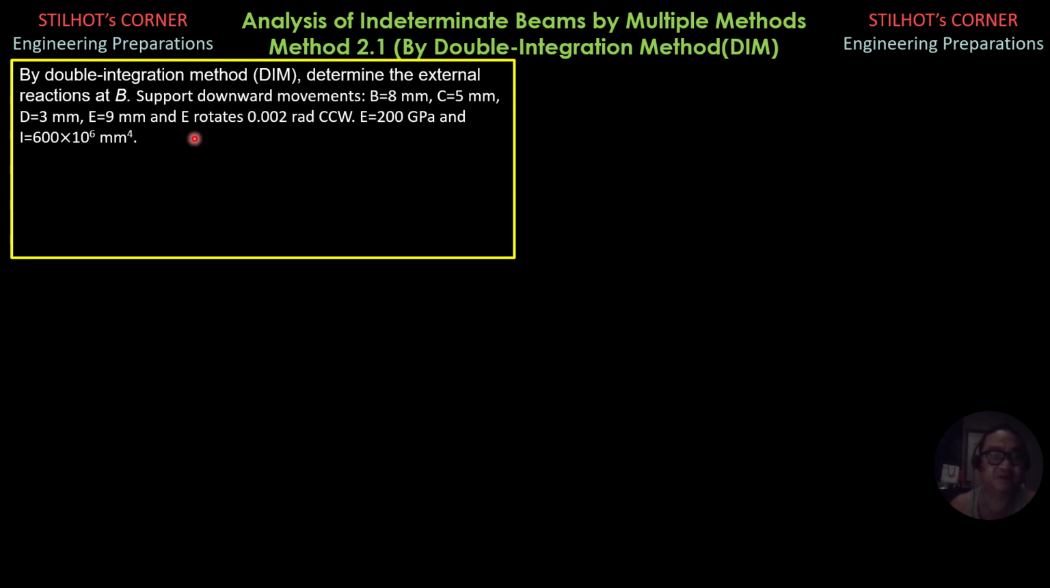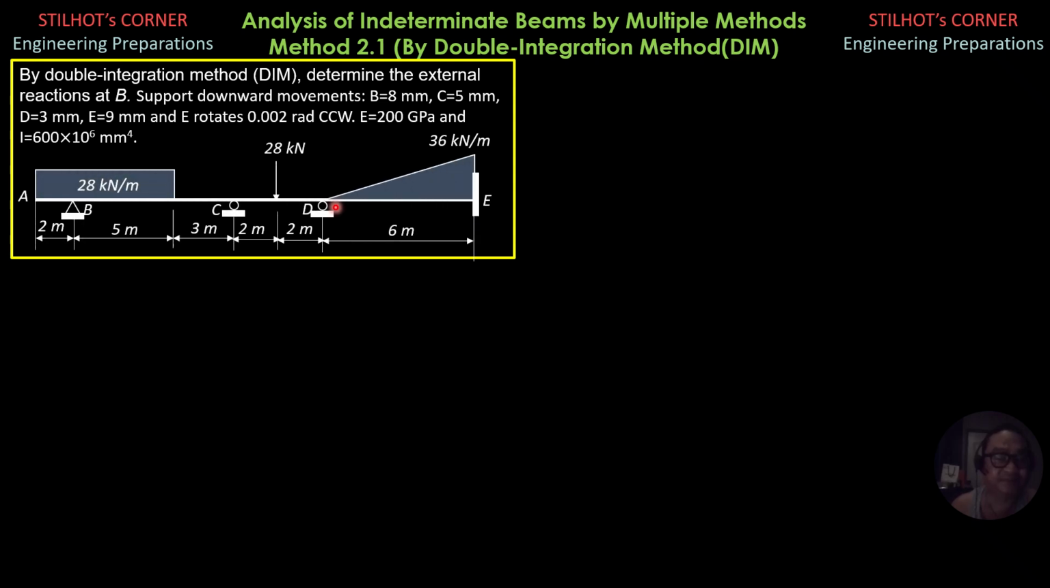Determine the external reactions at B. Support downward movements: B 8 mm, C 5 mm, D 3 mm, support E 9 mm, and E rotates 0.002 radian counterclockwise. E is 200 gigapascals and moment of inertia is 600 times 10 to the 6 mm to the fourth. Therefore, E times I in kilonewton meter square is equal to 120,000 kilonewton meter square.